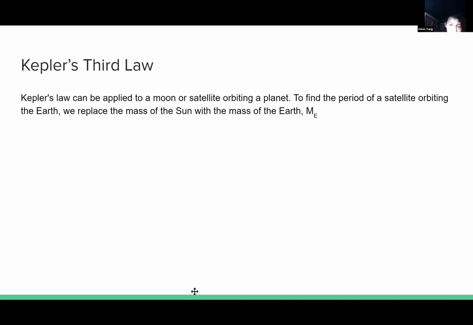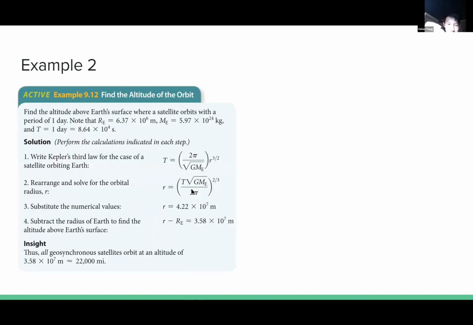And you can apply this to satellites orbiting the planets to find their period around the Earth. So this is example number 2. It says find the altitude above Earth's surface where a satellite orbits with a period of 1 day. Note that the radius is 6.37 times 10 to the 6 meters, and the mass of the Earth is 5.97 times 10 to the 24 kg. They give you the period is 1 day, or 8.64 times 10 to the 4 seconds.